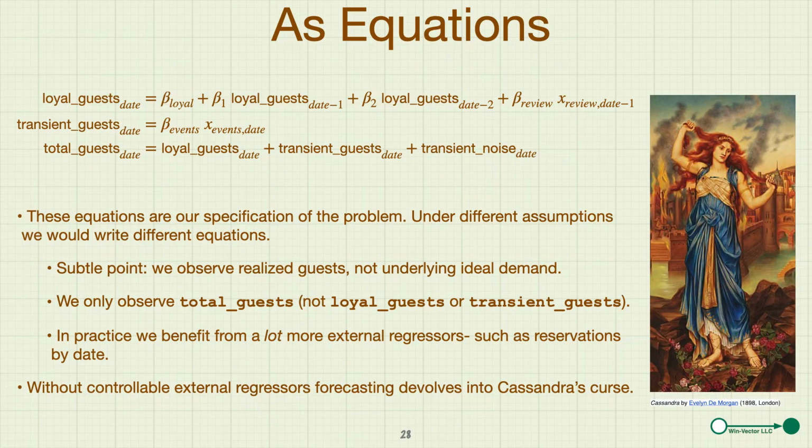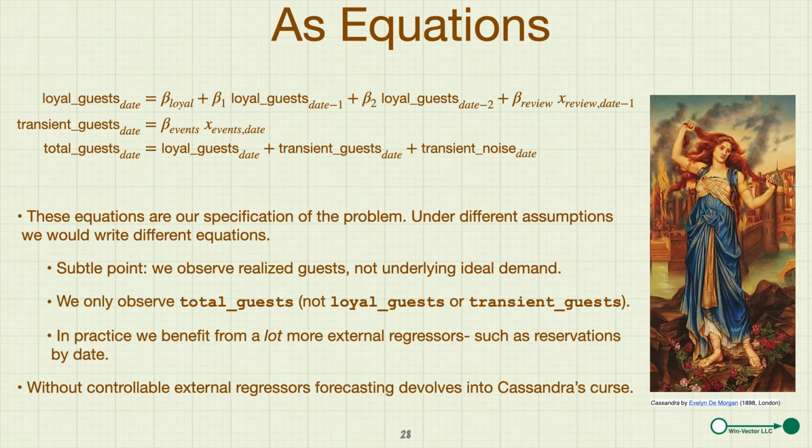It says that the quantity of something depends on observations of that same something 1 or 2 days ago, hence the word auto. And then there's this external regressor in the loyal guests equation. Beta review times the intensity of a review given yesterday. So we will fit that from data.